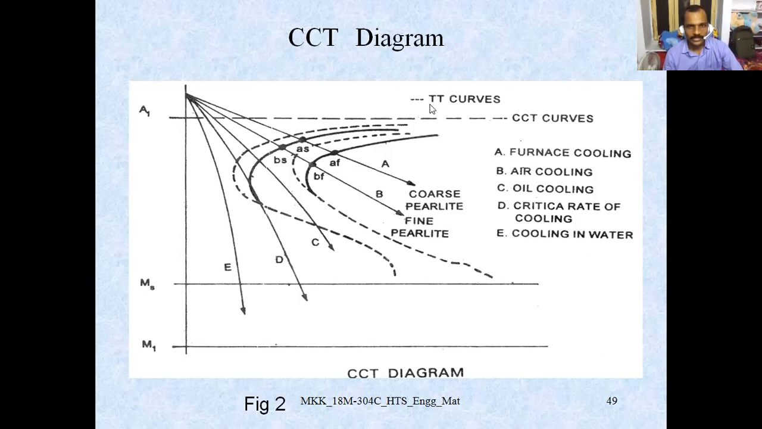And this is the TTT curve. These are the TTT curves, the time and temperature curves. So at point A, furnace cooling, where coarse pearlite is obtained, and B, air cooling, fine pearlite. C is oil cooling. D is the critical rate of cooling, and E is cooling in water. So there is a comparison of CCT and TTT curves.